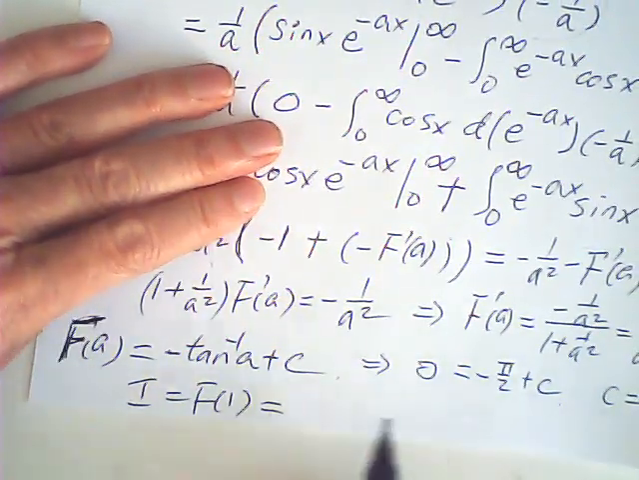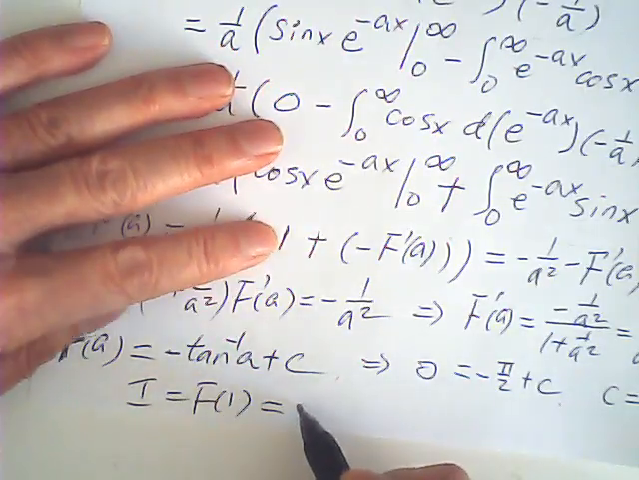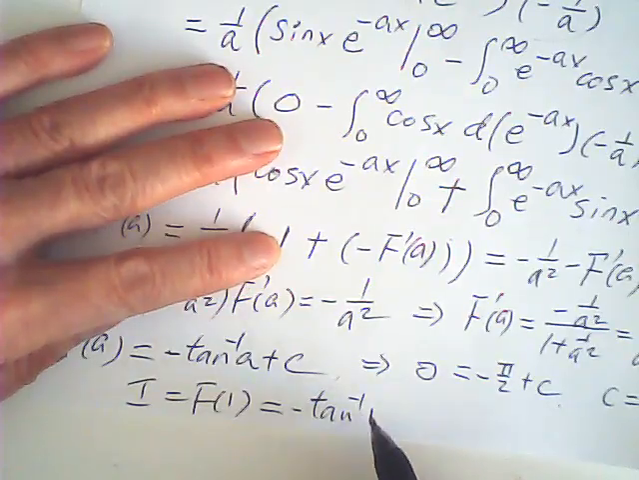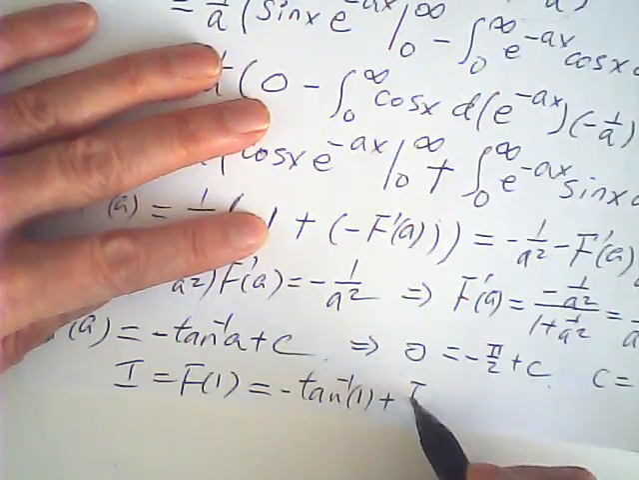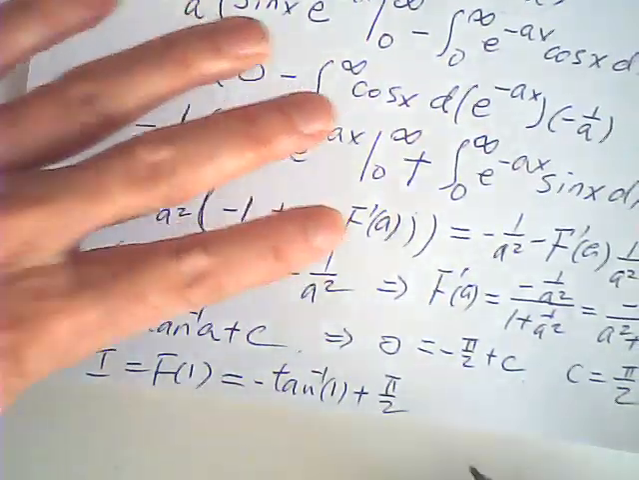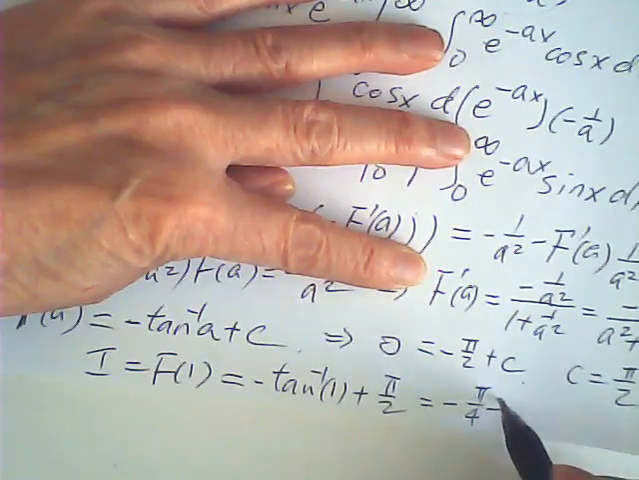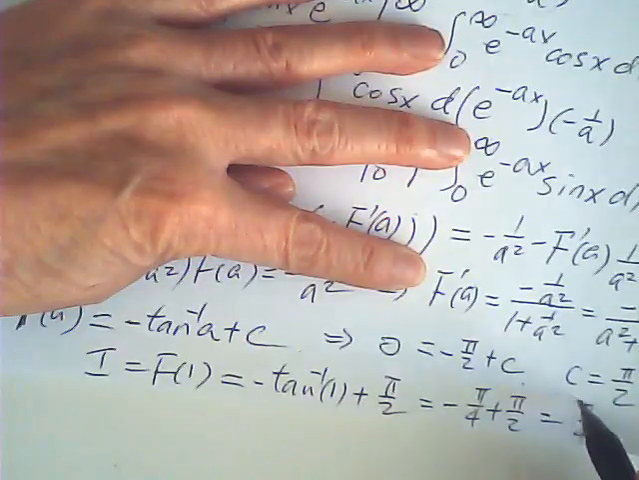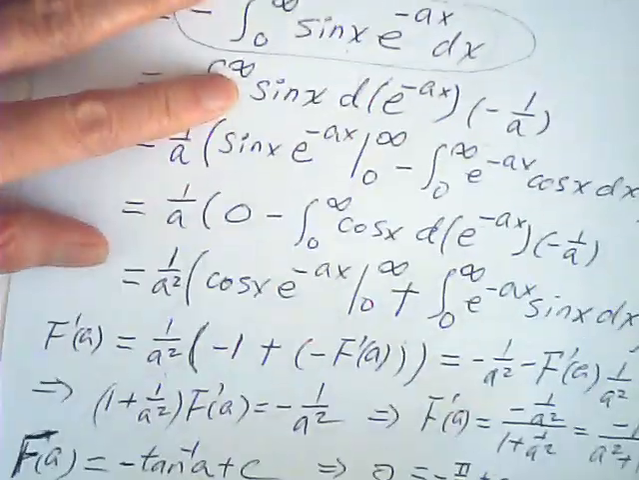So then I use this one, put it here, which means equal to negative arctangent 1 plus c. C is half pi. So this is equal to negative quarter pi plus half pi, equal to quarter pi. So quarter pi is my solution to this integral. Okay.